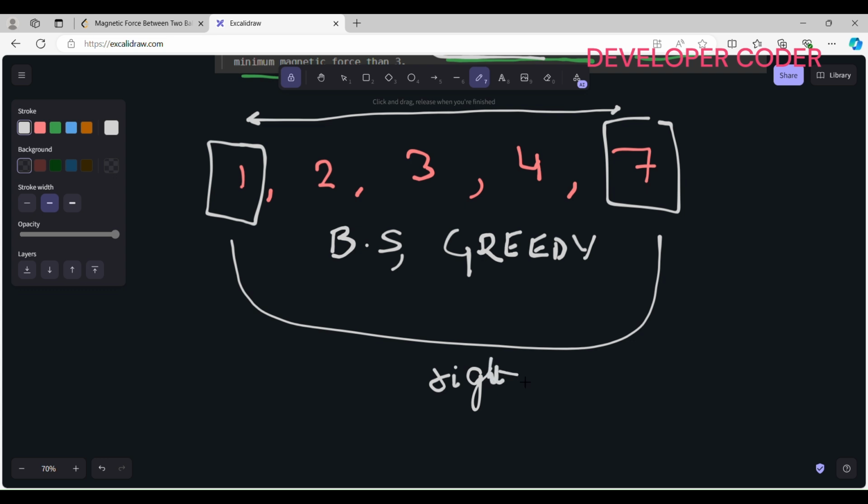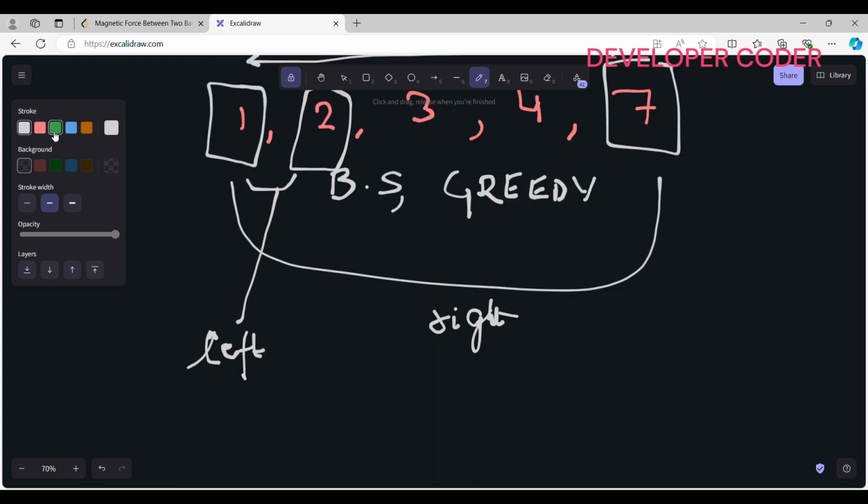Okay, and the minimum distance that I can get if I want to place 2 balls. The minimum distance I can get is 1, right? So let's name it as my left. Initially my left value is going to be 1, and the right value that I want to give is nothing but this max position.